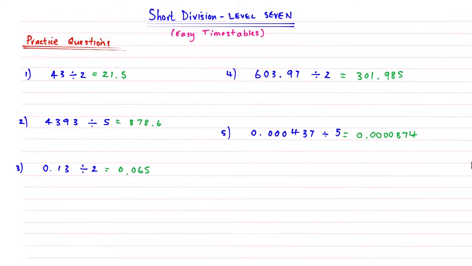The only thing that's left for you to do is that if you have approached this from an easy timestables point of view, I would suggest that you go and watch the harder timestable versions to see how it works with harder timestable facts. You have finished the short division course, well done.